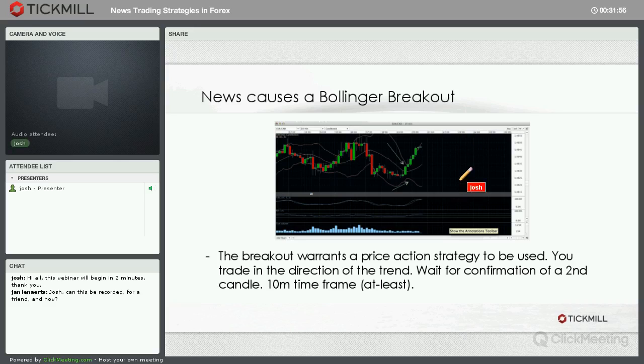So what we would suggest you to do is to trade in the direction of the trend after the news is released, but please wait for a confirmation of a second candle. That means on a 10-minute time frame chart or a 5-minute chart as well, so that you're giving some time for the information to be digested. And I'll tell you why that's important in a minute.